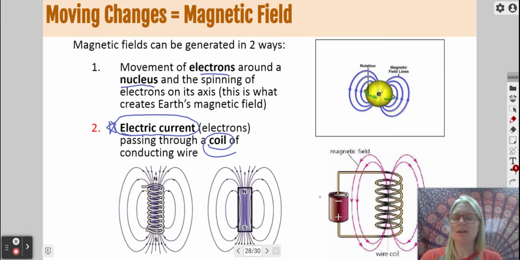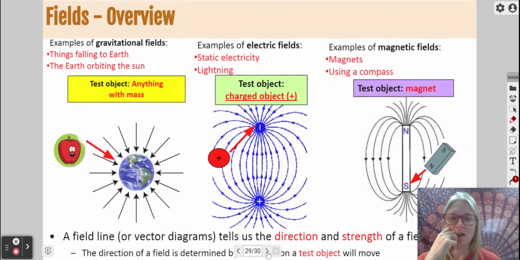As soon as you plug in something like a light or your computer, you are also creating a magnetic field. If you have a little mini compass, put it beside a wire, unplug the wire, and then plug the wire back in, and you'll see that compass needle change. Okay.